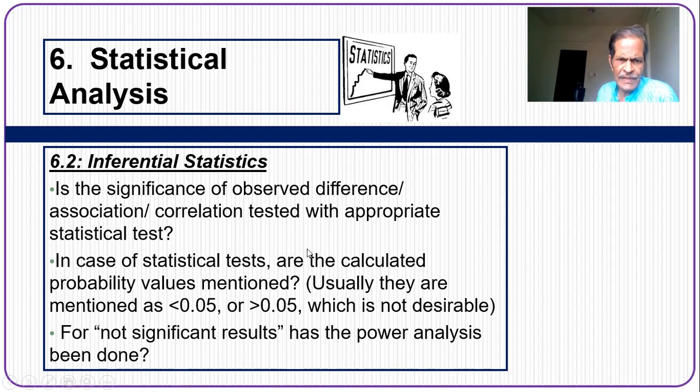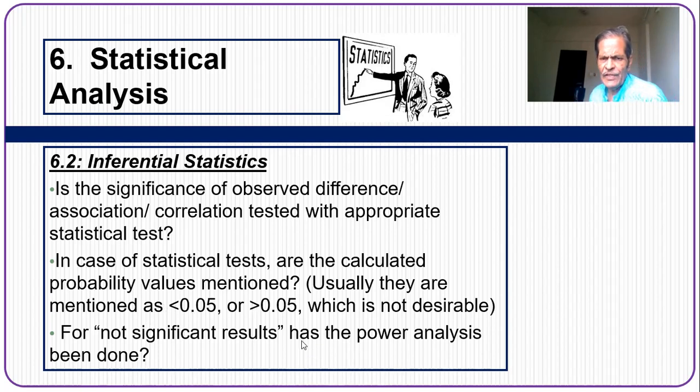And if the statistical test is applied, then check whether the actual probability values are mentioned. People have a tendency of showing it as less than 0.05 or more than 0.05. That's not a good practice. The actual probability value found in that particular example must be given, not whether it is less than 0.05 or more than 0.05.